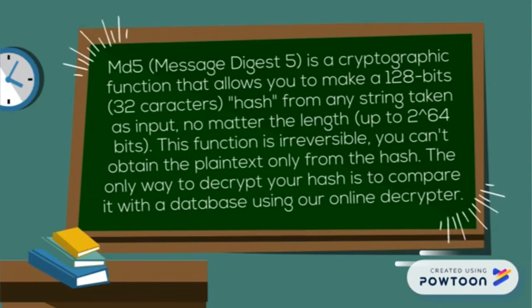MD5 is a cryptography function that allows you to make a 128-bit, 32-character hash from any string taken as input, no matter the length, up to 2 to the power of 64 bits. This function is irreversible. You can obtain the plain text only from the hash.